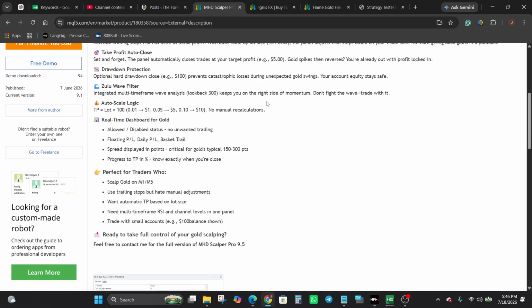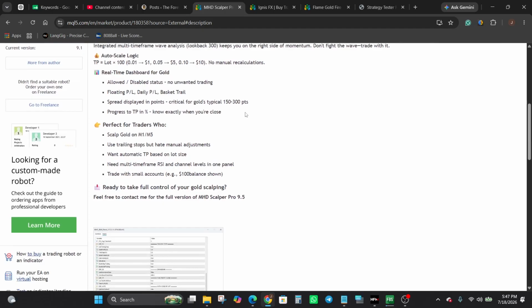I do want to flag something here. The listing focuses heavily on trade management functions like trailing stops, auto take profit, and drawdown protection, along with informational displays like the channel and RSI readouts. It doesn't go into detail about the specific entry logic that triggers a new trade, so I can't speak to exactly how positions get opened in the first place, only how they appear to be managed once active.